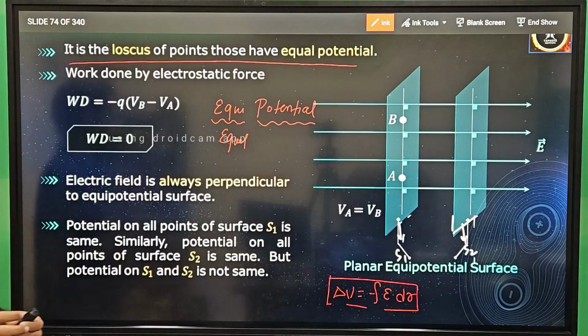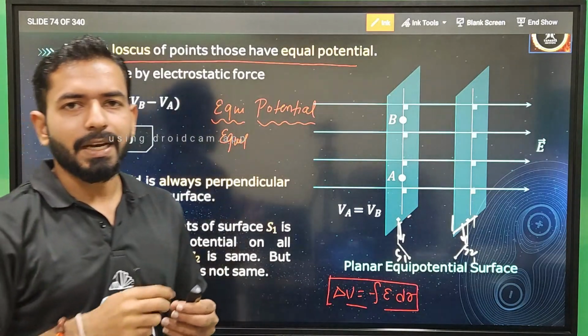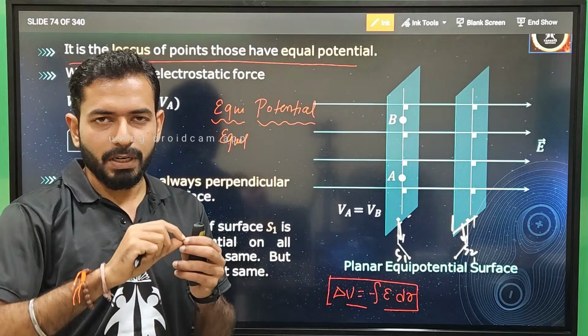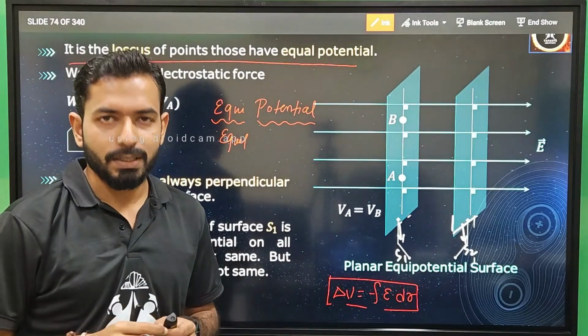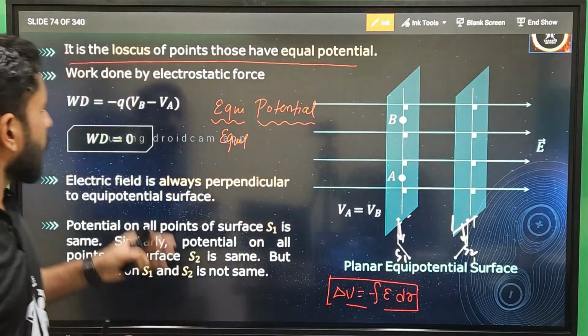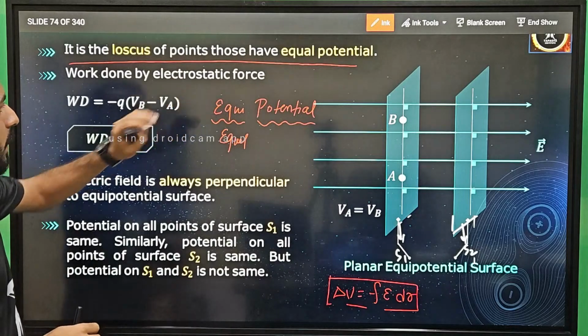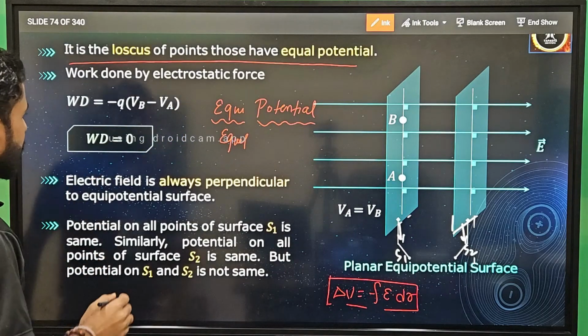Locus means what? Locus means connecting all the points where the points are moving. If you connect all those points, it will create the locus of that point. Locus of that point, we are having equal potential. Work done by electrostatic force will be what?